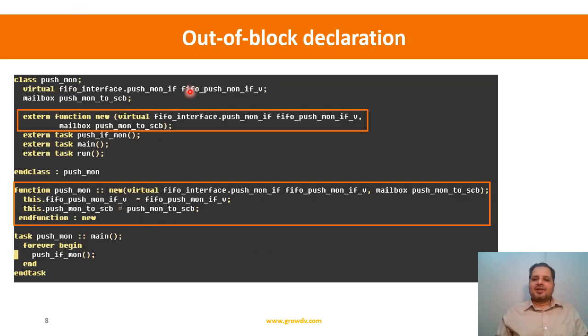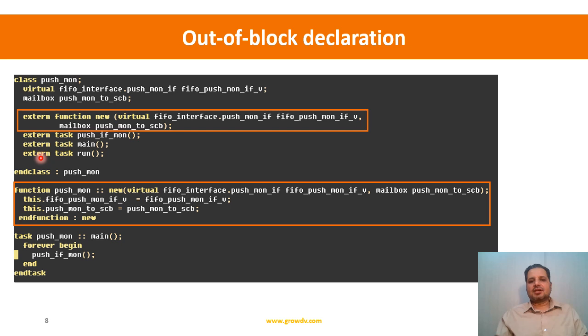Okay, so in the previous slide we saw that the methods of the class, the actual functionality of that particular method, was declared within the class. Okay, so there's one way to write the class, and there is another way to write classes wherein you can use this extern keyword. So this is again another component from the FIFO test bench. I am looking at the push monitor.